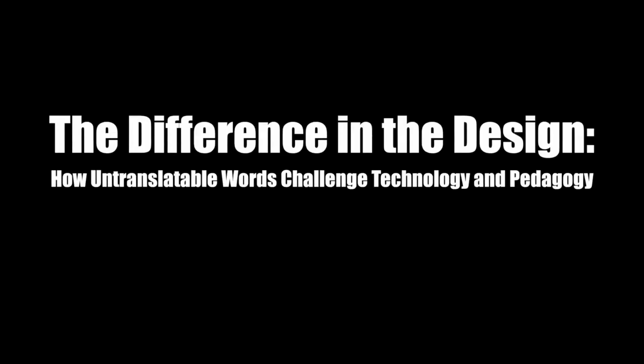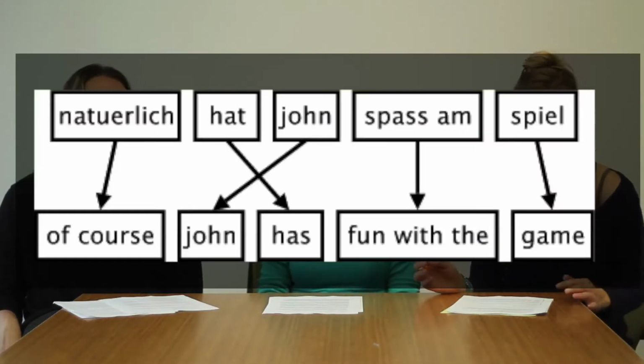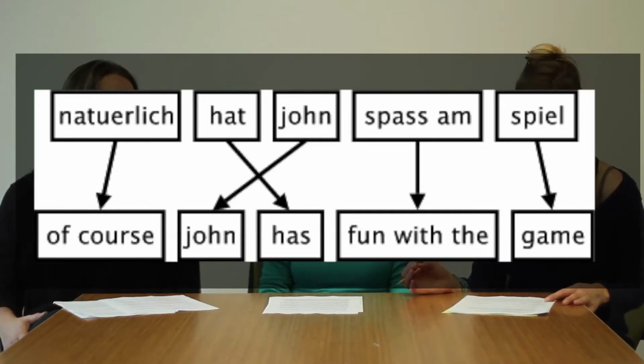Okay, so the topic of our talk is the difference is in the design: how untranslatable words challenge technology and pedagogy. If we were to ask you right now to draw a diagram that illustrates the act of translation, it might look something like this one. In this diagram, a word is taken from one language and paired with its corresponding word in another language. Translation becomes an act of substitution, with the goal being an accurate and appropriate one-to-one replacement of words in the first language with words in the second language.